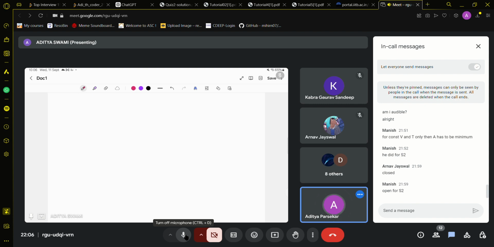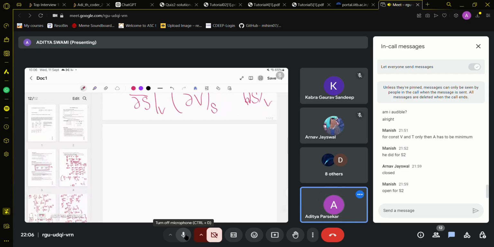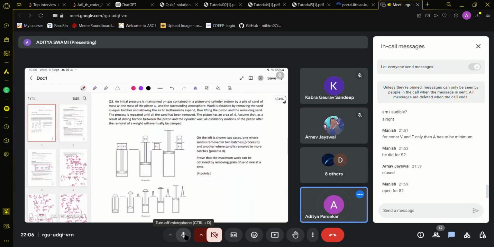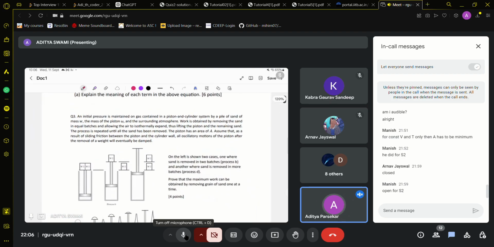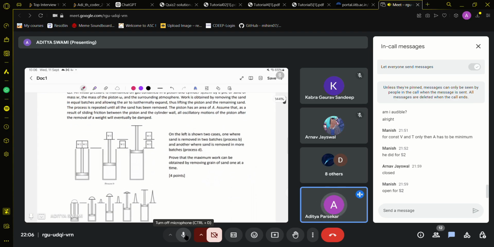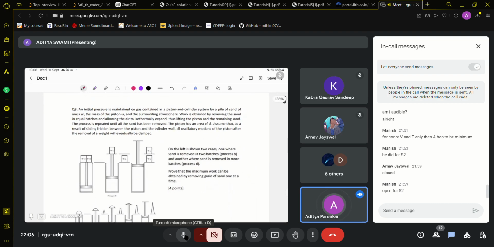I hope that's clear. Now we'll solve that question from the first quiz. Here we have been given a system where there's a piston with sand of mass m on it, compressing the air inside the cylinder. Let me read the question once. An initial pressure is maintained on the gas contained in the piston cylinder system by a pile of sand of mass m, the mass of the piston is omega, and the surrounding atmosphere.